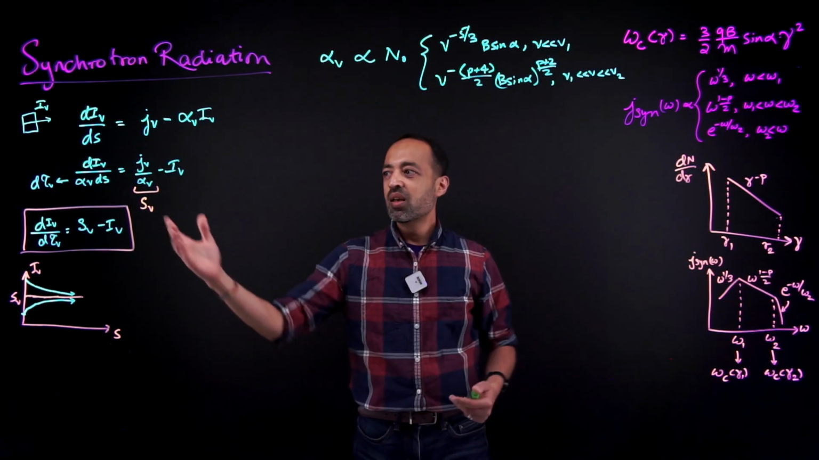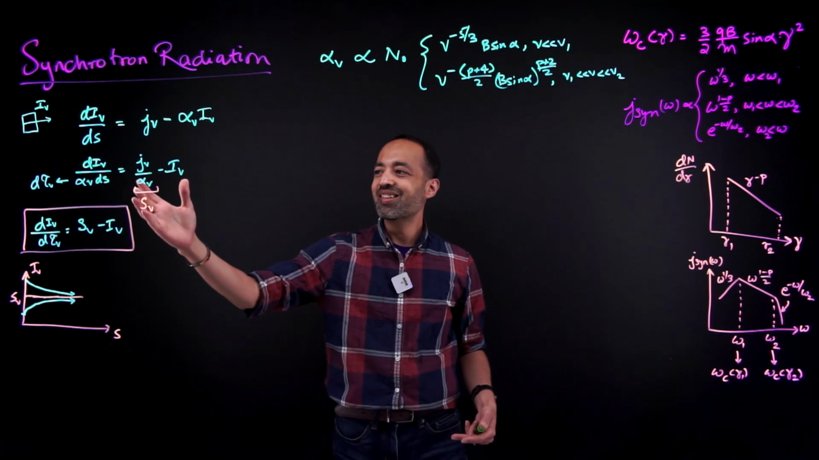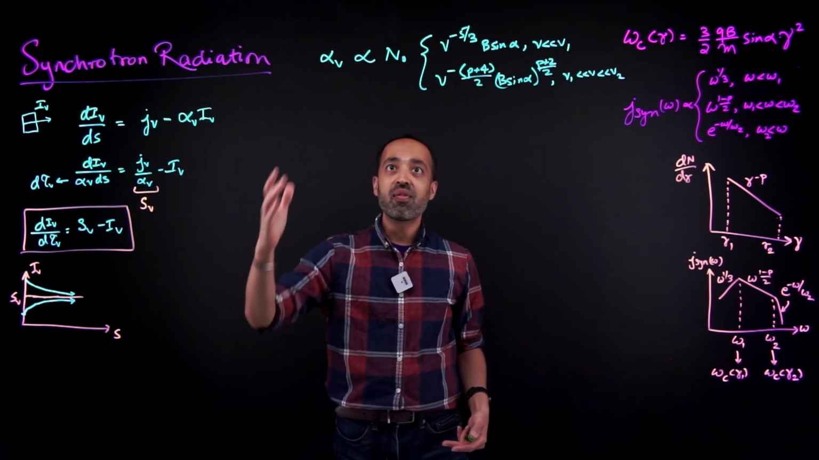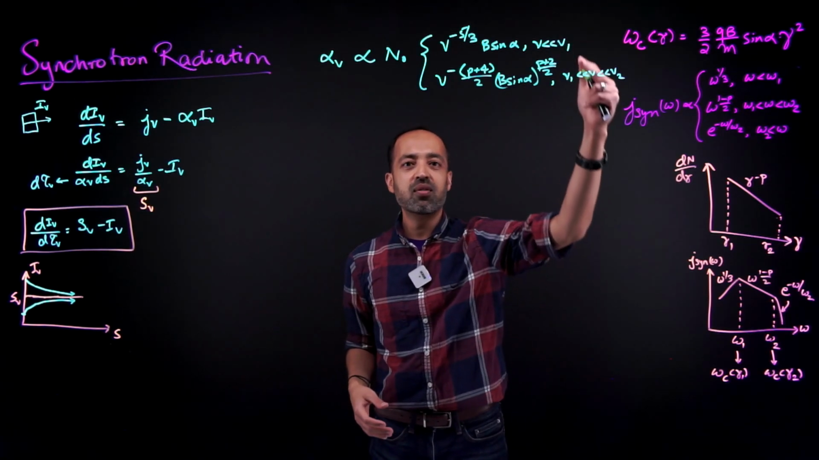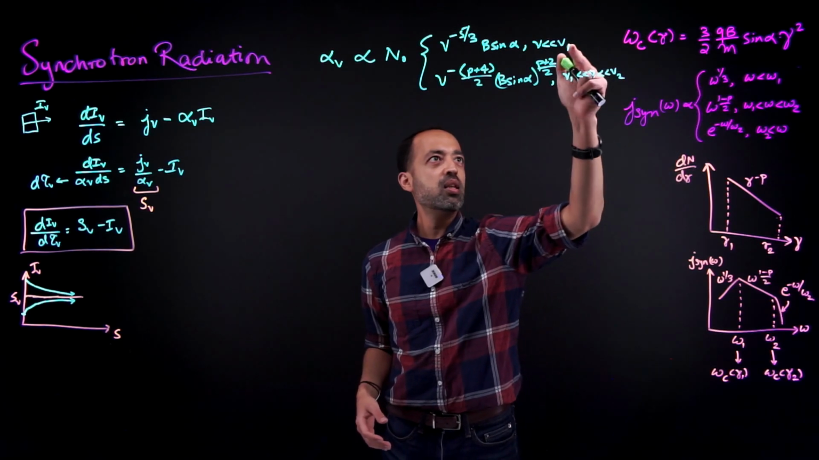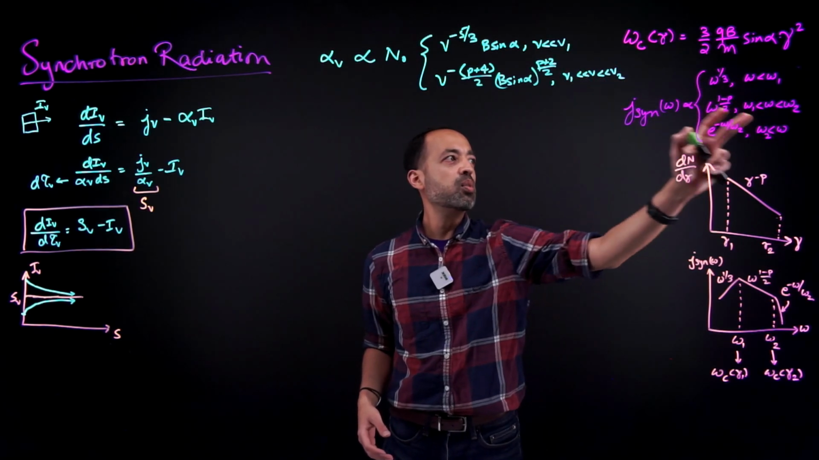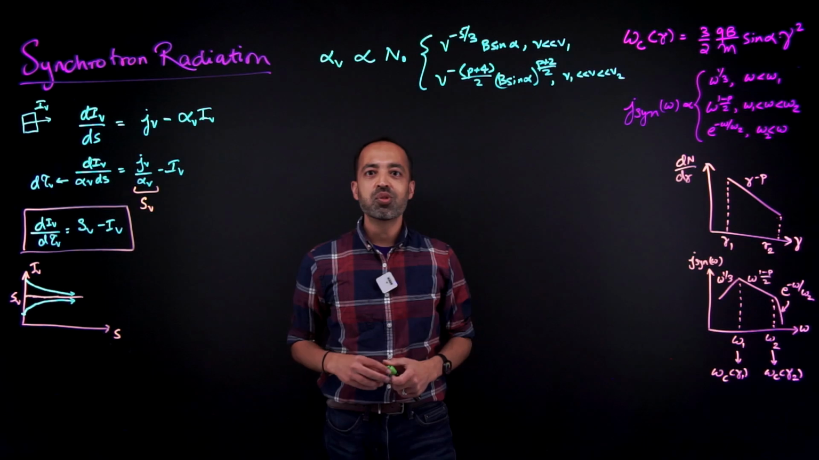You have J nu, in omega terms, but it's just J nu. And then you have alpha nu. And of course, there are different regimes, right? So there's the less than nu1 regime, there's the between nu1 and nu2 regime, and so all you need to do is take the ratio.